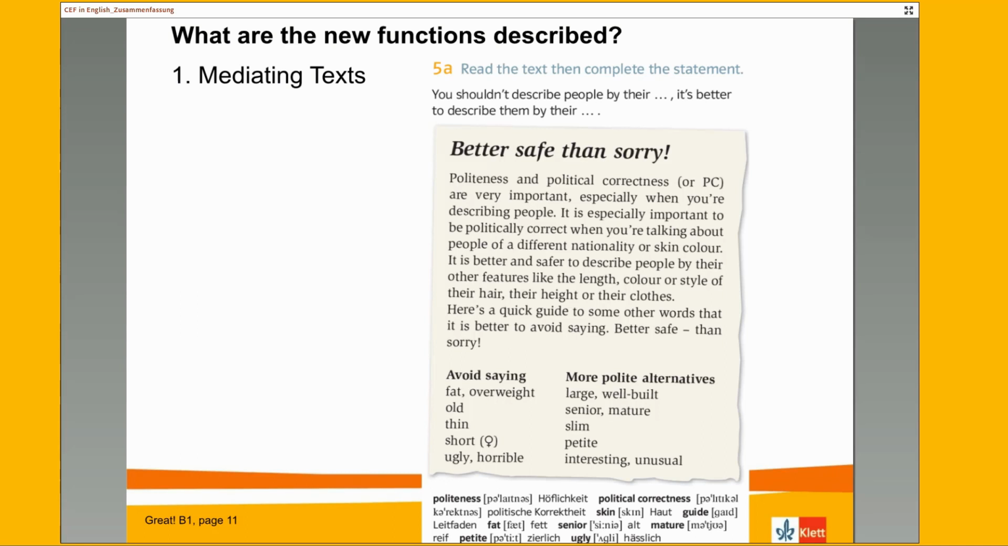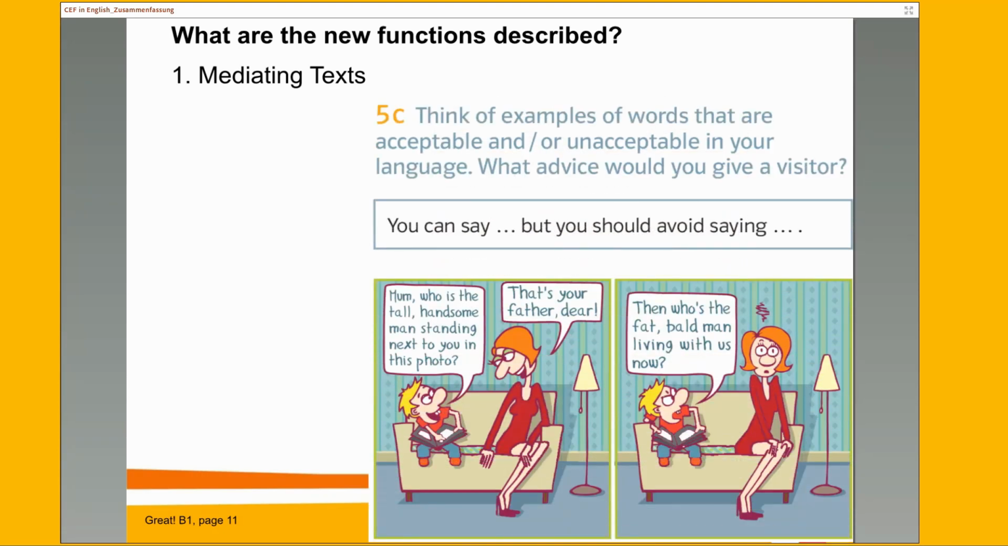And as you see, the task says, read the text and complete the statement. You shouldn't describe people by their ... It's better to describe them by their ... So rather than presenting students with a text and then with an activity asking questions about the text or true-false questions or a matching activity, students have to take the information they've gathered from the text and put that into a new context, say advice giving. That's an example for mediating texts.